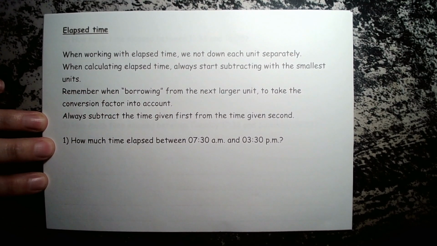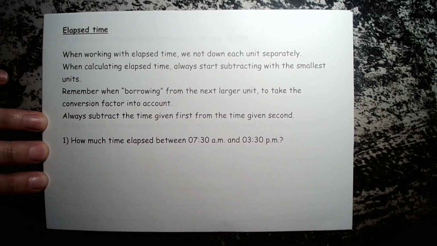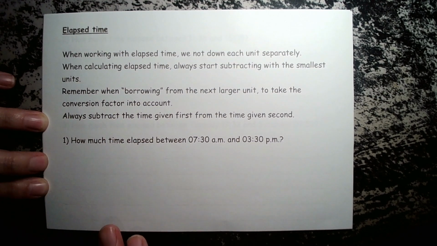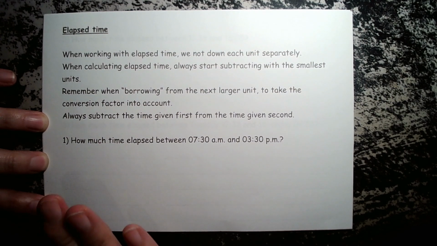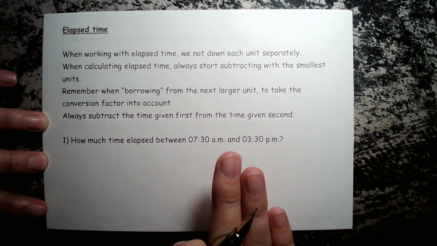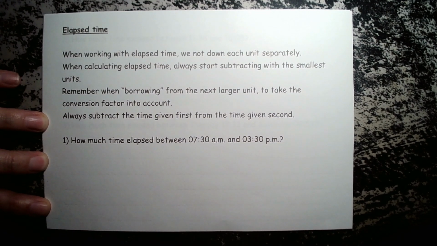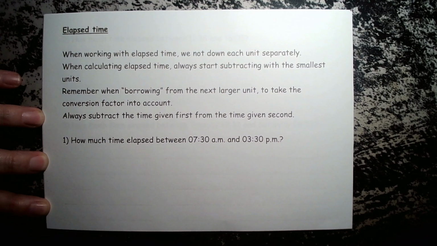So, if the question says, how much time elapsed between 7:30 a.m. and 3:30 p.m., we need to take into account morning and afternoon, and we need to take into account whether it's on the same day. Now, this was on the same day. There are two ways in which we can do this. We can do this as in the column subtraction method, which I will be doing first, and then also a sort of more worded method of showing our work. You need to show your work. Doesn't matter which method you choose. You need to show how you got to your answer.